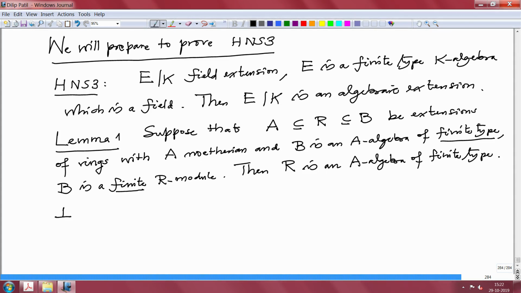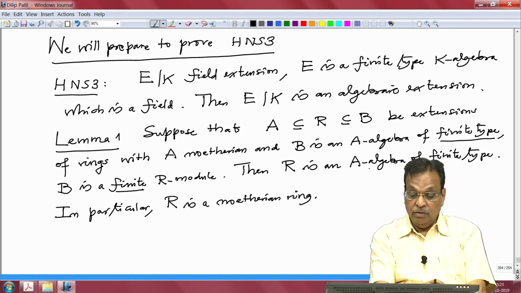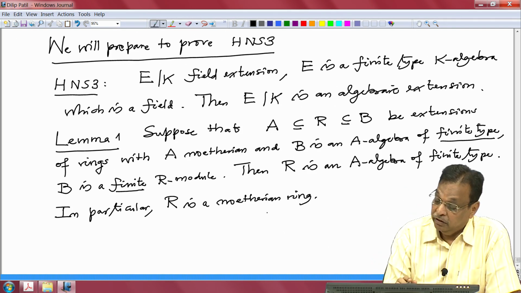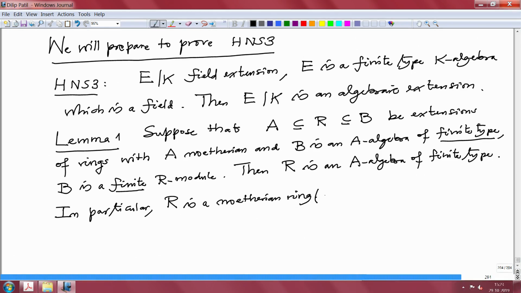In particular, R is Noetherian. R is a Noetherian ring. Because A is Noetherian, which is given, and the conclusion is that R is an A algebra of finite type, therefore by one of the corollaries to the Hilbert basis theorem, this in particular part is clear. So in the in particular part I will just mention here by HBT, Hilbert basis theorem.